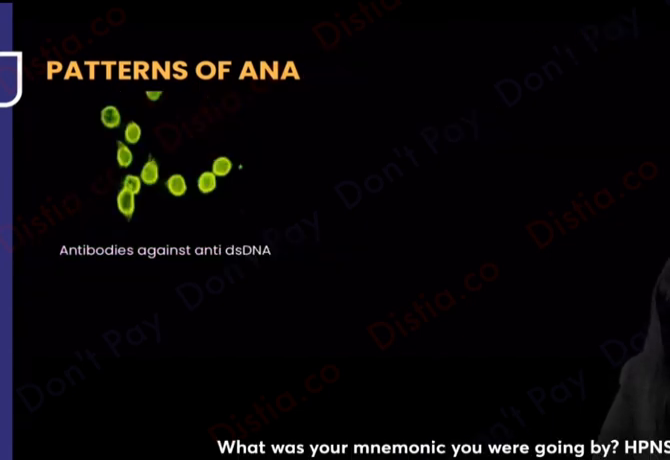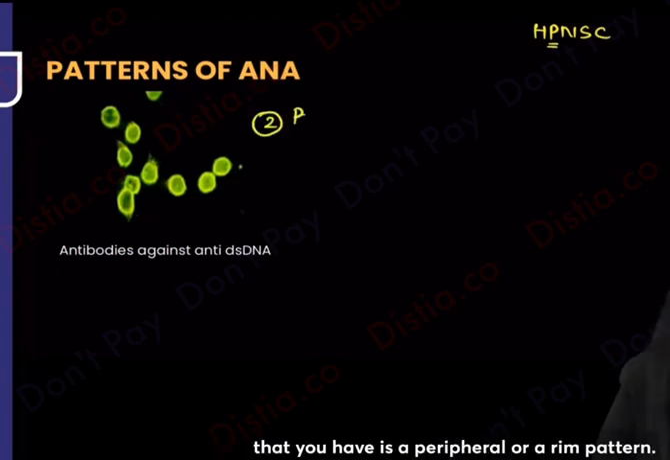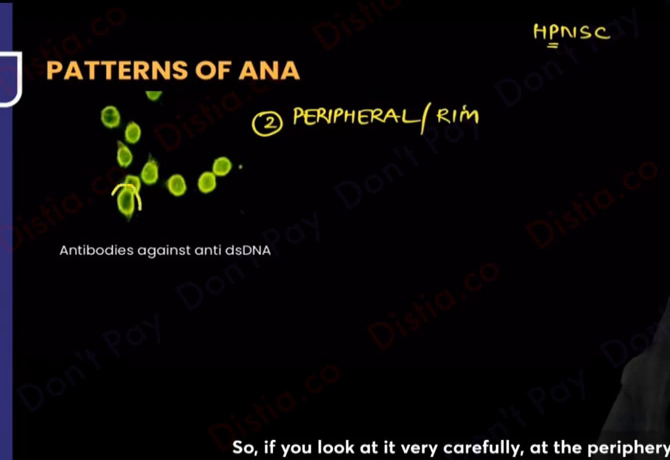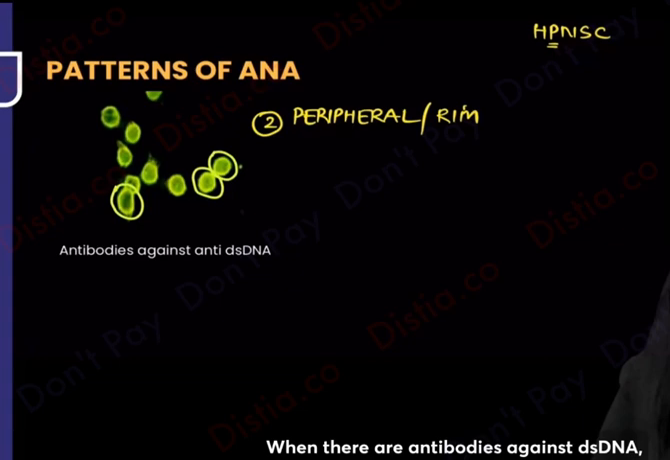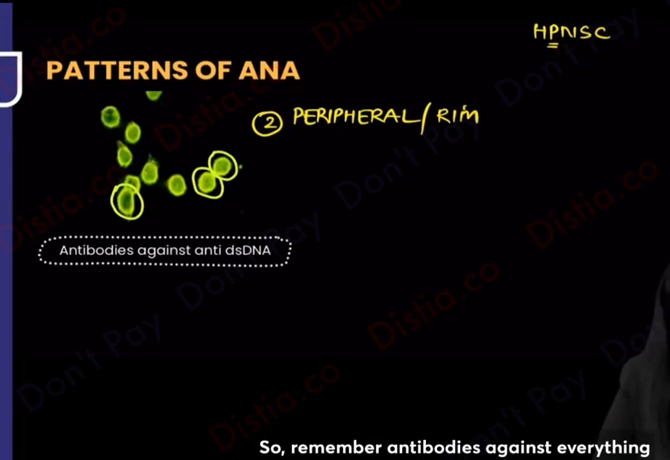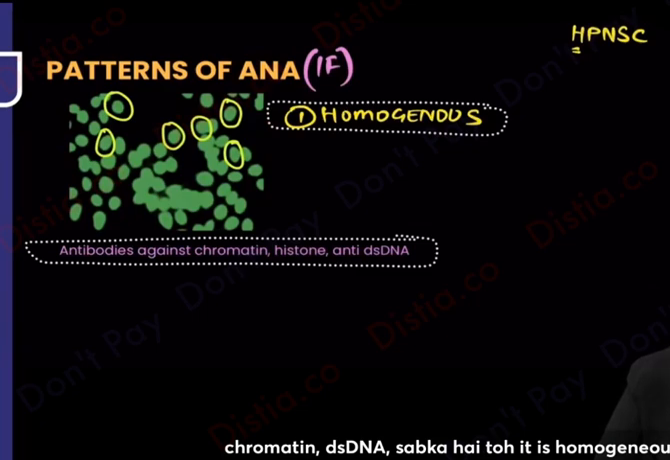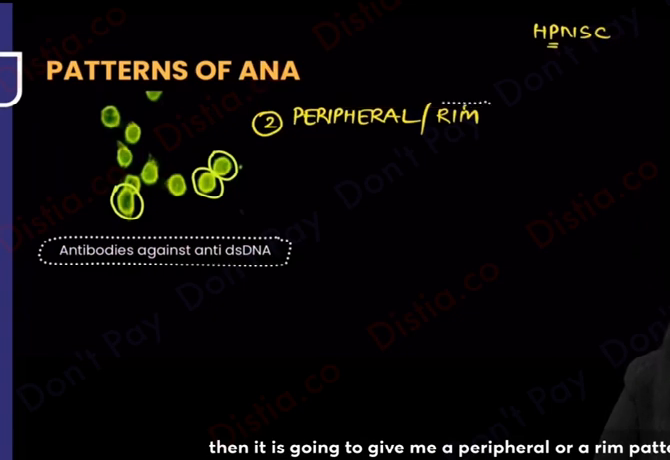Let's look at the next pattern. What was your mnemonic? You were going by happens. So what is the next alphabet? You have P for peripheral. So the second pattern is a peripheral or rim pattern. If you look at it very carefully, at the periphery, the green color is more. Can you appreciate that? When does this happen? When there are antibodies against dsDNA, double-stranded DNA. So remember, antibodies against everything was making it homogeneous, like histone, chromatin, dsDNA, everything, so it is homogeneous. But if it is only against dsDNA, only one thing, then it is going to give me a peripheral or rim pattern.